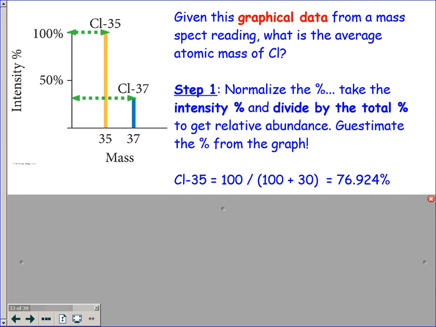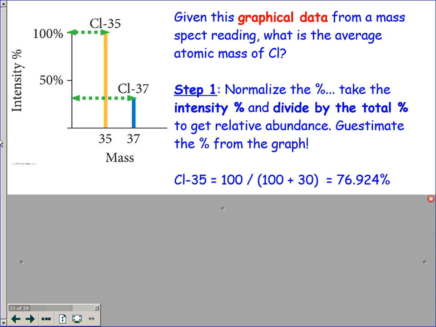So we're going to take our chlorine 35, which from the graph reads 100. So we'll put 100. And then total percentages read from the graph, oh, I did use 30. So 100 is coming from the chlorine 35 and the 30% is coming from the chlorine 37. What we're doing is normalizing the percentages for the true percentage. That division gives us 76.924%. I'm trying to give us a little bit more specific information here. I guesstimated 75 over there, but it's 76, so almost 77% chlorine 35.